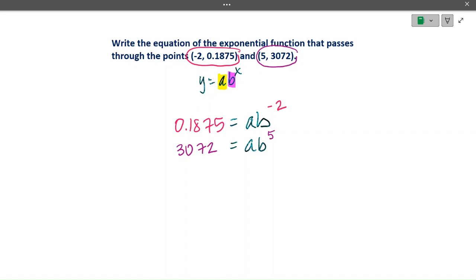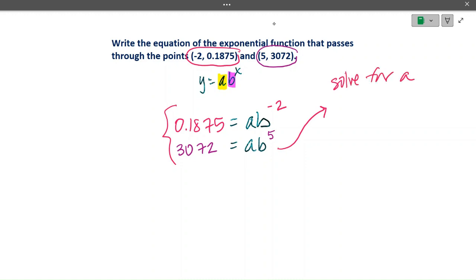All right, we now have a system of equations, and I am going to pick one of these equations, and I'm going to solve for a because a doesn't have an exponent. So that's my thinking there. I prefer to deal with whole numbers, so I'm actually going to go ahead and solve this equation for a.